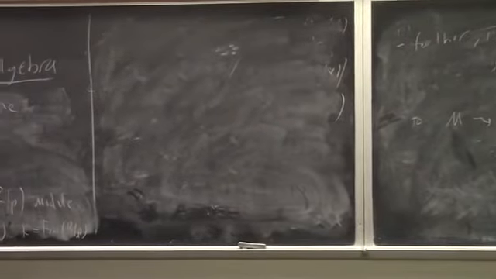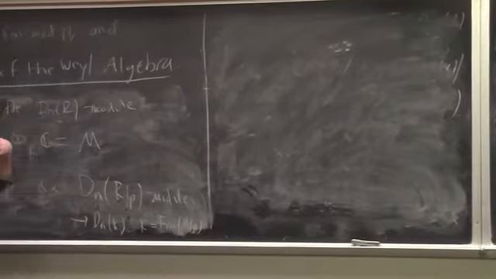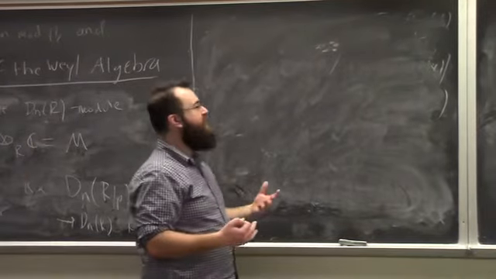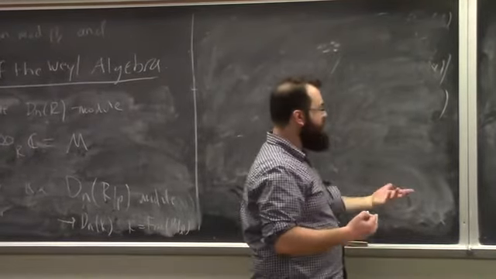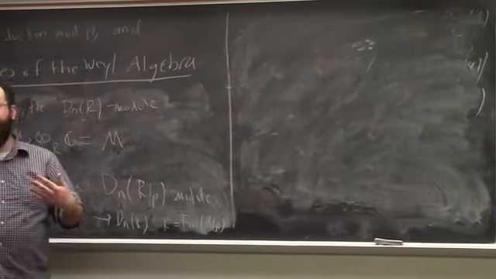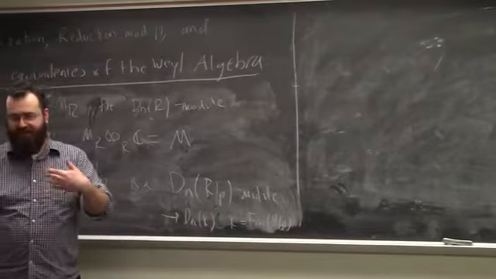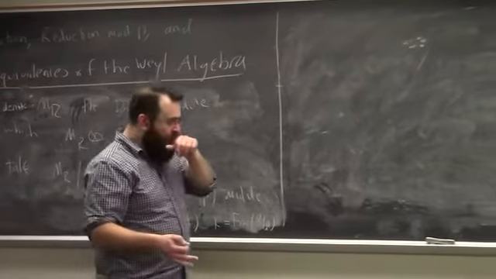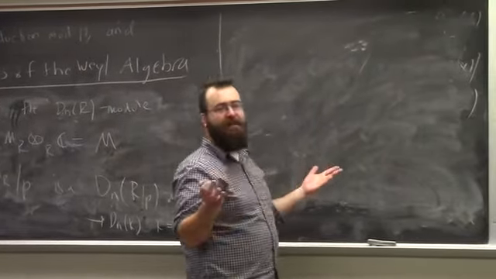Right? I take a module, I reduce it mod P. In each mod P, I look at the center, and I take the annihilator of this module in that center. So it's infinitely many ideals in infinitely many rings over infinitely many different characteristics. So, a priori, it looks like a big mess.